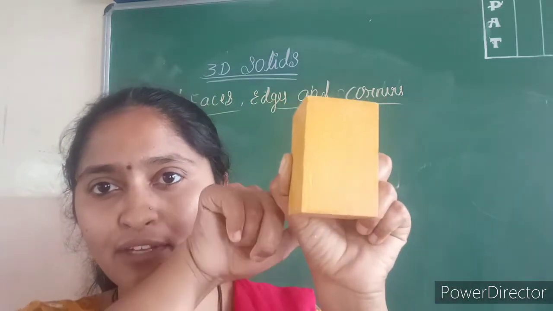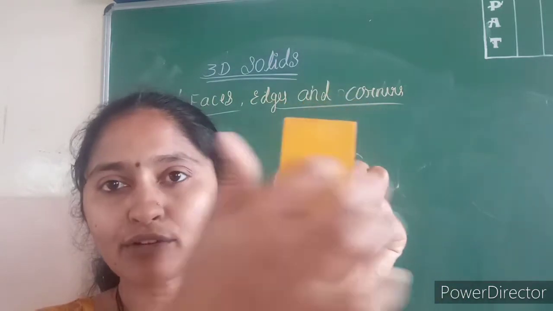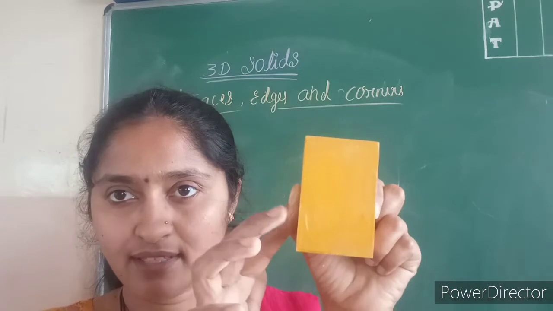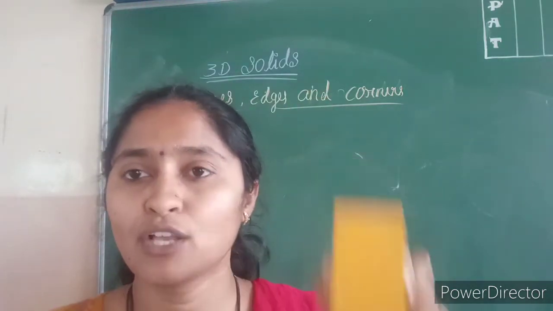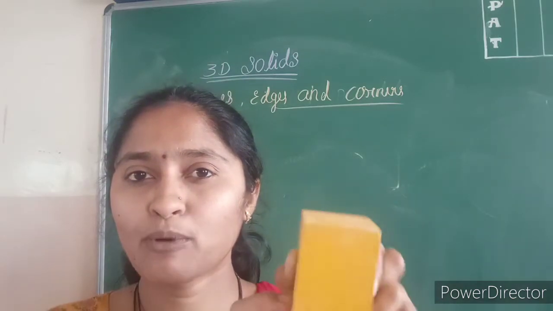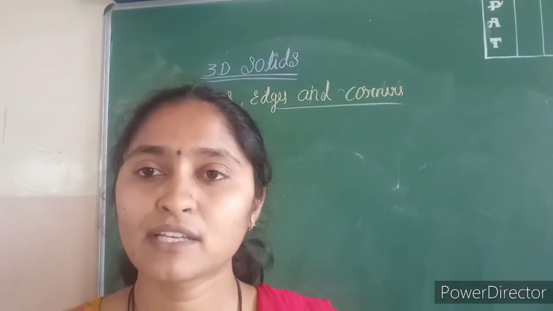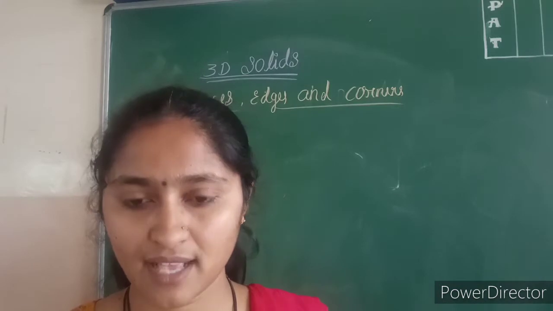2, 3 and back side 1, 4. Okay. These are 4 faces. Now up one is 5 and down one is 6. So how many faces does it have? Cuboid has 6 faces. Now we'll see how many edges it has.